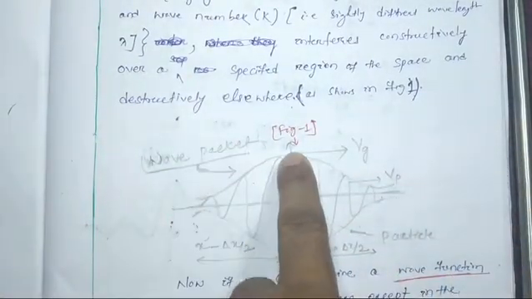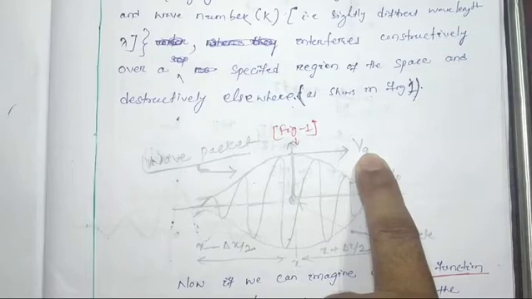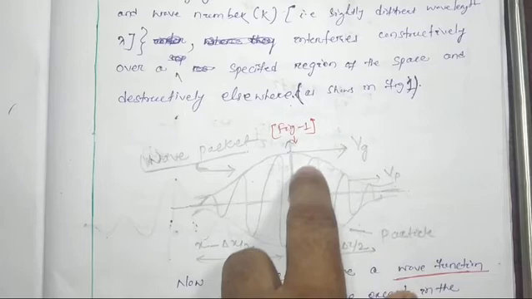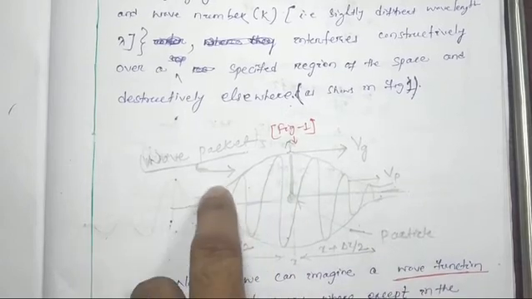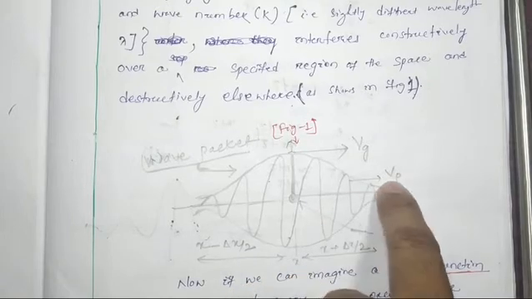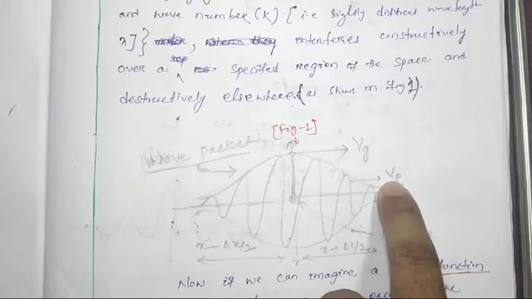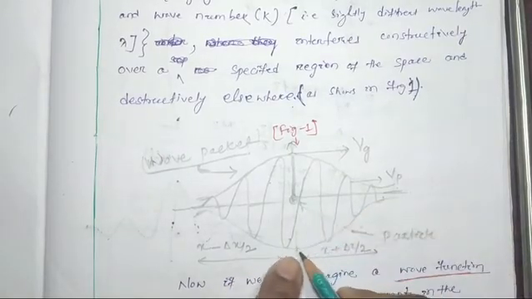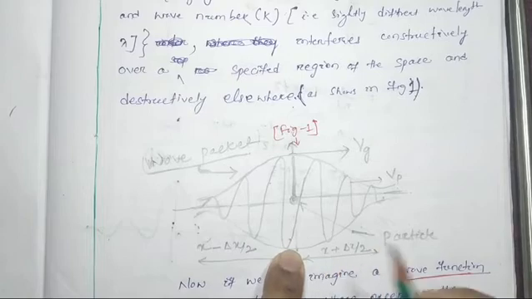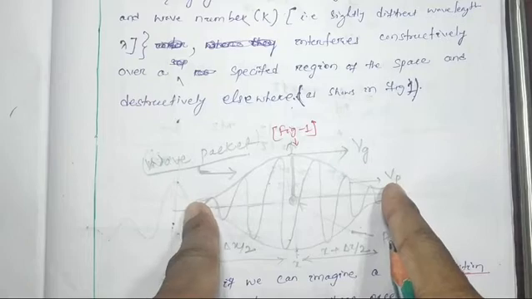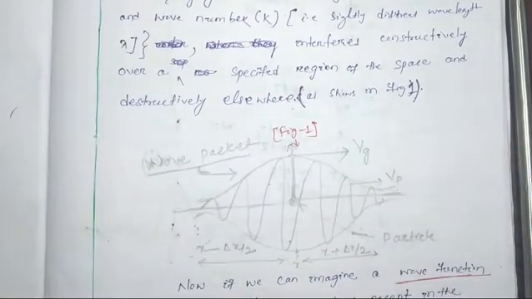Here this peak is moving with a velocity called Vg, the group velocity, and the waves inside this wave packet, which are superimposed by a number of waves, have an average velocity called Vp, which is the phase velocity. If we consider this middle point to be the position x, this will be x plus del x by 2, and this will be x minus del x by 2. That means we are considering this distance as del x, the length of this wave packet.